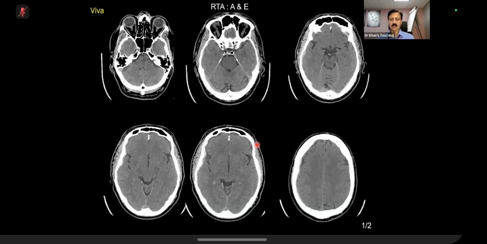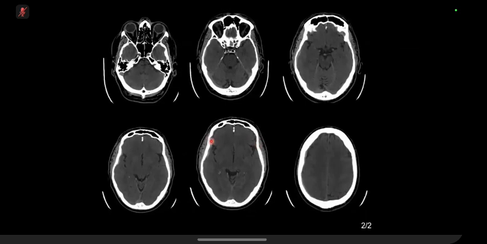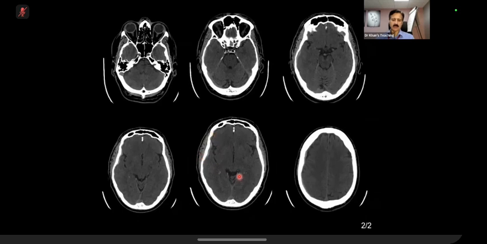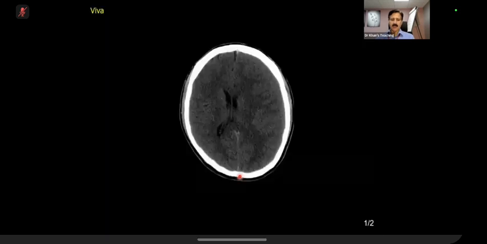Any hematoma here? Yeah, again in the middle cranial fossa, I can see a right-sided fine subdural. And do you agree that it is better visible? Yeah. Okay. Any hematoma?